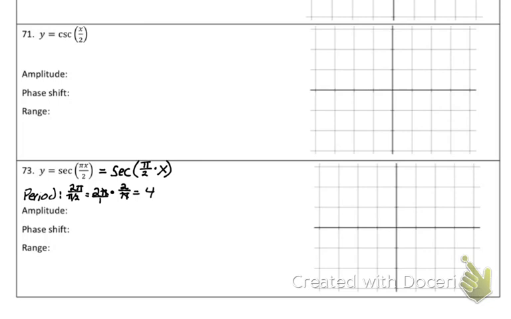Does that answer enough of the questions on that one? Okay, yeah. I think the hardest part about this one is rewriting this and then realizing that 4 is okay. 4 is okay to have as your period. Okay?